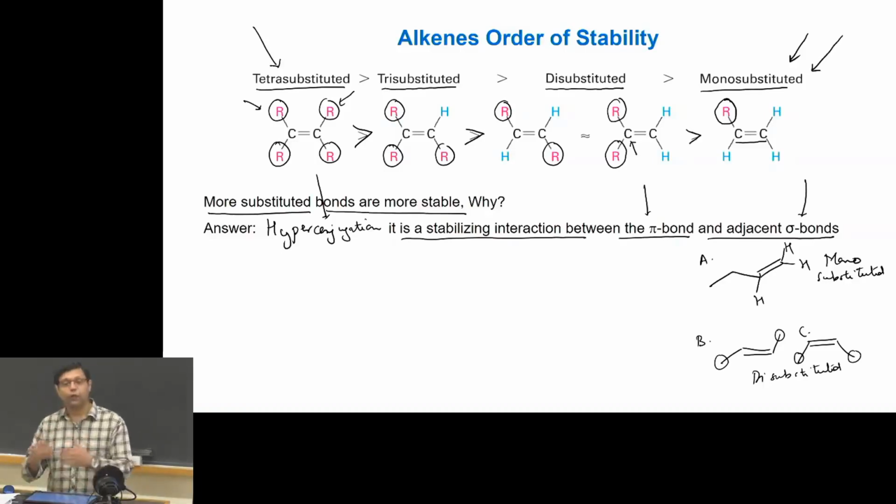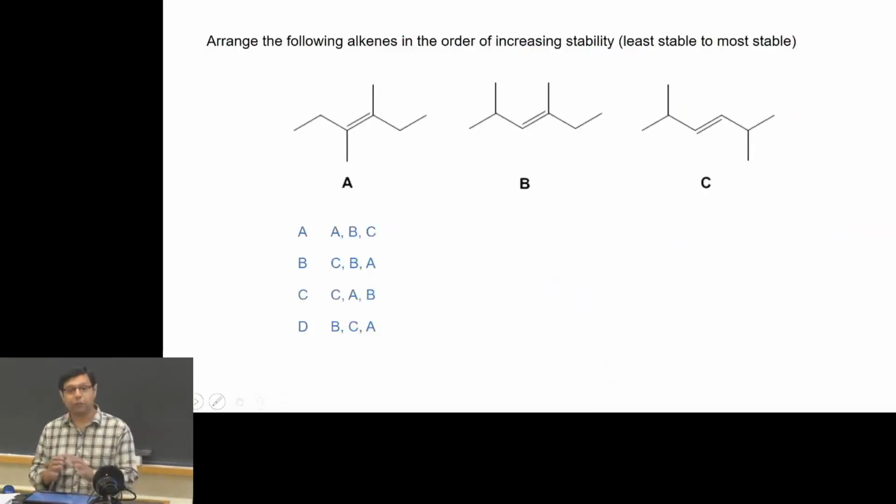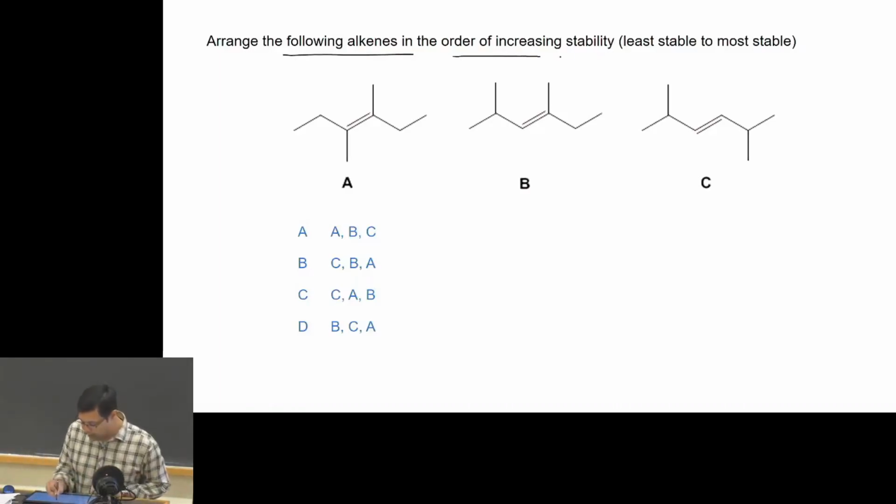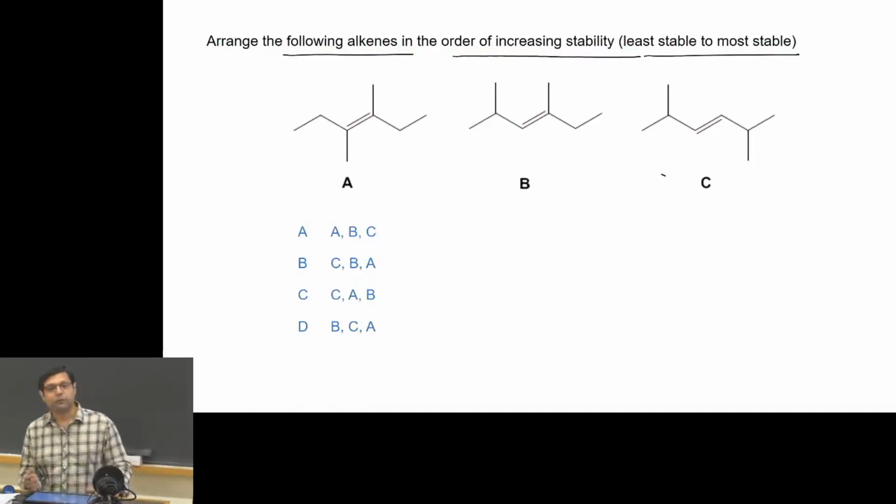Therefore, B and C were more stable than molecule A. All right. Now that we have learned about stability of alkenes, here is a question for you. You can pause the lecture for a minute to answer this question. All right, let's take a look at this question. Arrange the following alkenes in order of increasing stability, least stable to most stable.